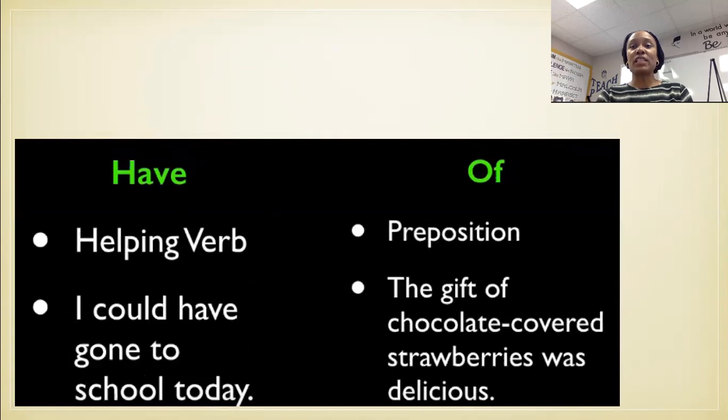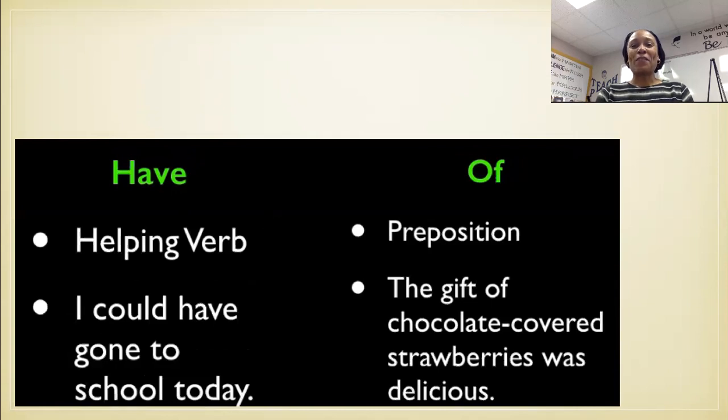Have versus of. You'd be so surprised how many times people mix these particular words up. Now, have is a helping verb. There's an example that follows, and I want you to pay attention. It says, I could have gone to school today. You would not say, I could of gone to school today.